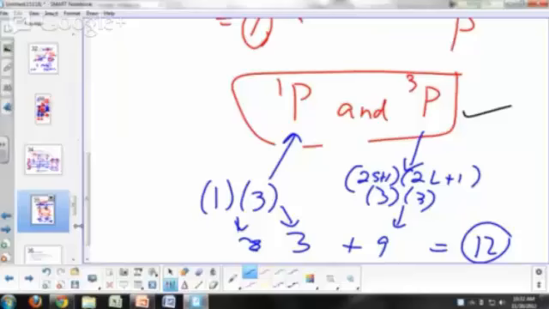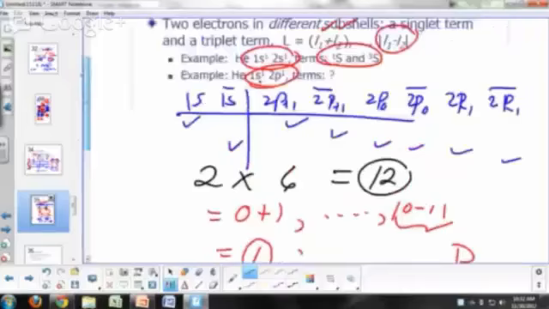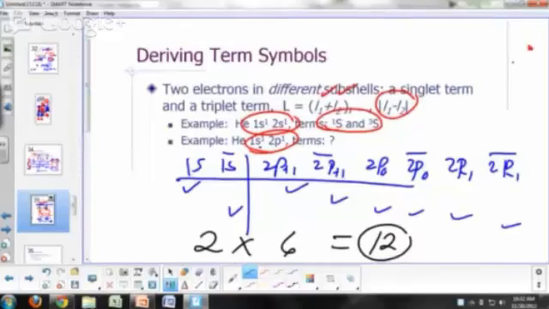Okay, so that's 3 plus 9, that's 12. So you could have worked it out the way we did earlier, but it's quicker if they're in separate subshells. Then you don't have to worry about Pauli's principle, because they can both be spin up, both spin down, or so. And since you're tabulating it using spin orbitals anyway, it doesn't matter. But this is just a quicker way of doing it.